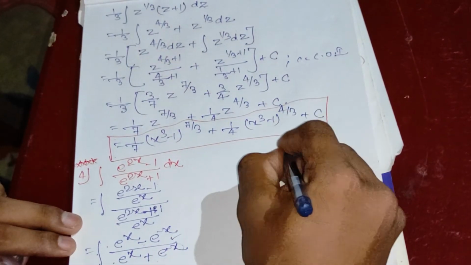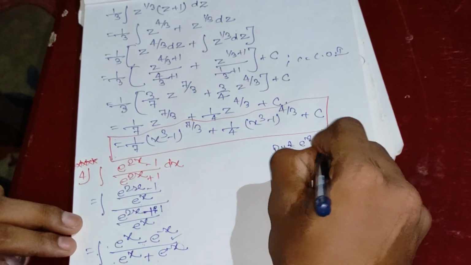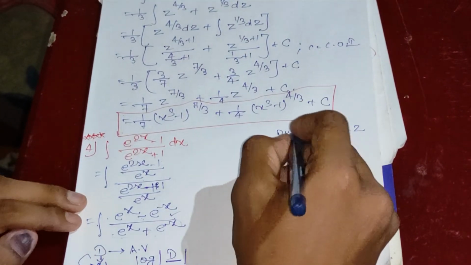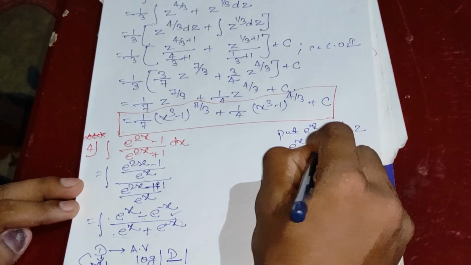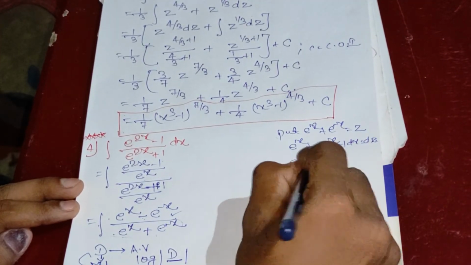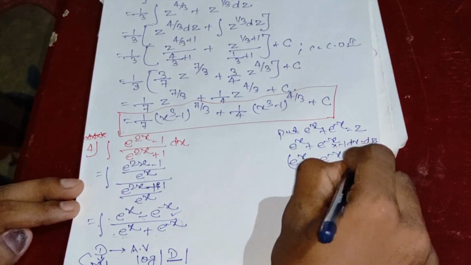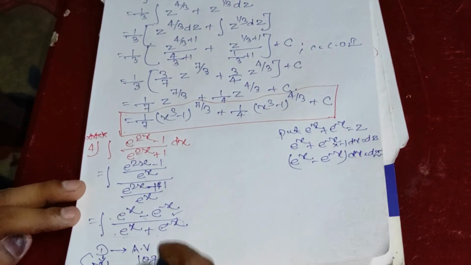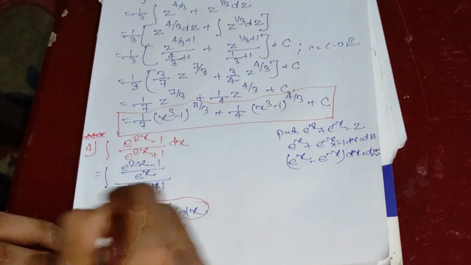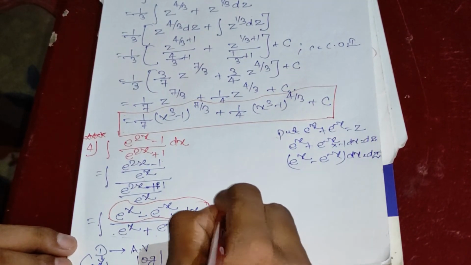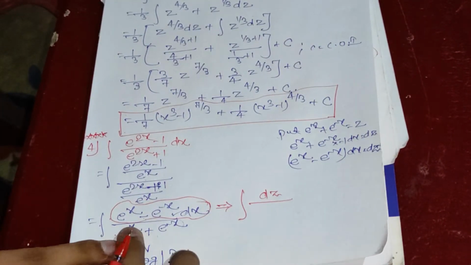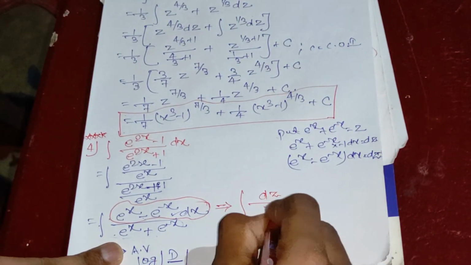Similarly, if you don't believe this, we will put e to the power x plus e to the power minus x equal to z. This denominator term we have assumed as another variable. Differentiate this: e to the power x plus e to the power minus x into minus 1 dx equal to dz. So here we have e to the power x minus e to the power minus x dx equal to dz. Means this whole term you can replace as dz. Any doubt? And this denominator you have assumed as another variable z.